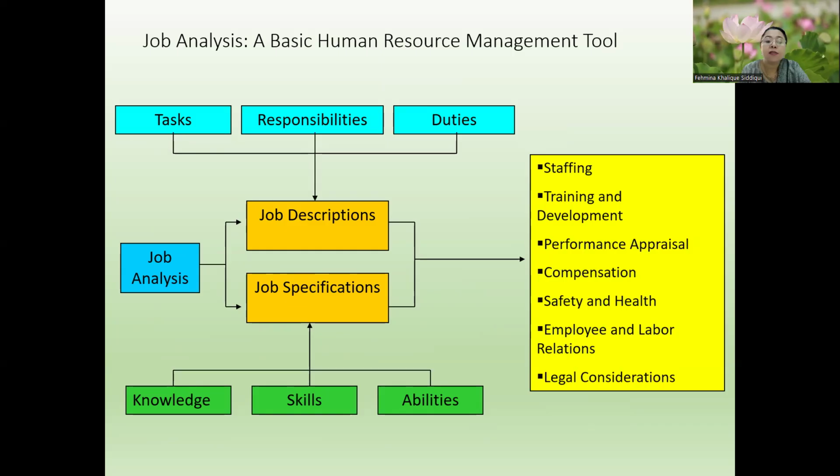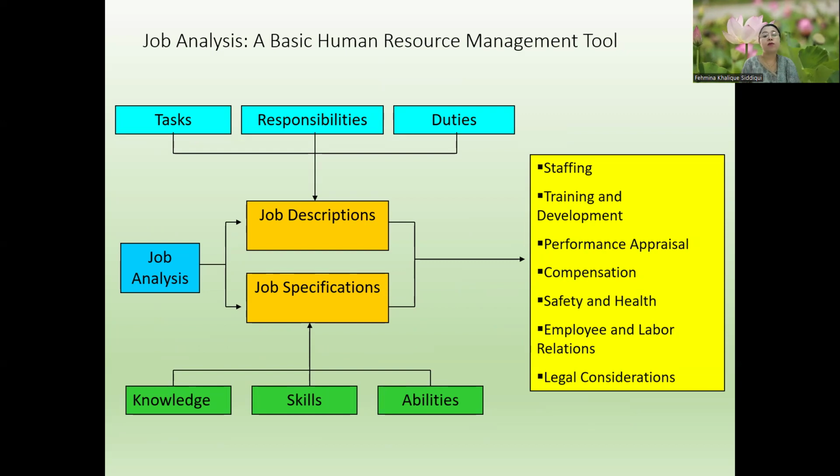Now, job analysis is a basic human resource management tool, as we all know. And it comprises two major parts, job description and job specification. I will tell you in detail about job description and job specification in my further slides. But with this diagram, you need to understand that job analysis can be divided into two major parts, job description and job specification. Job description comprises tasks, responsibilities, and duties that a worker will be performing during his or her tenure at the organization.